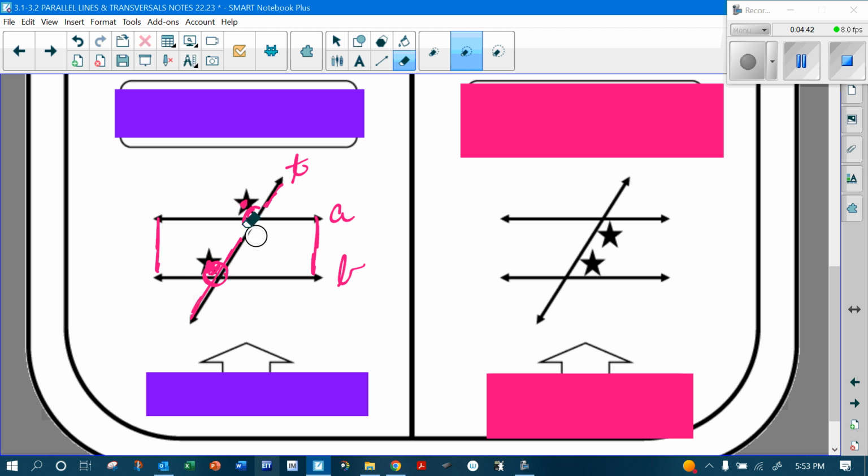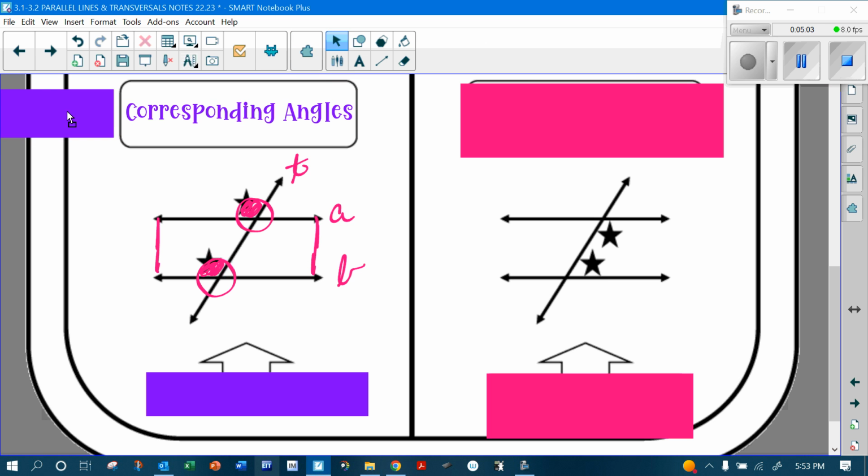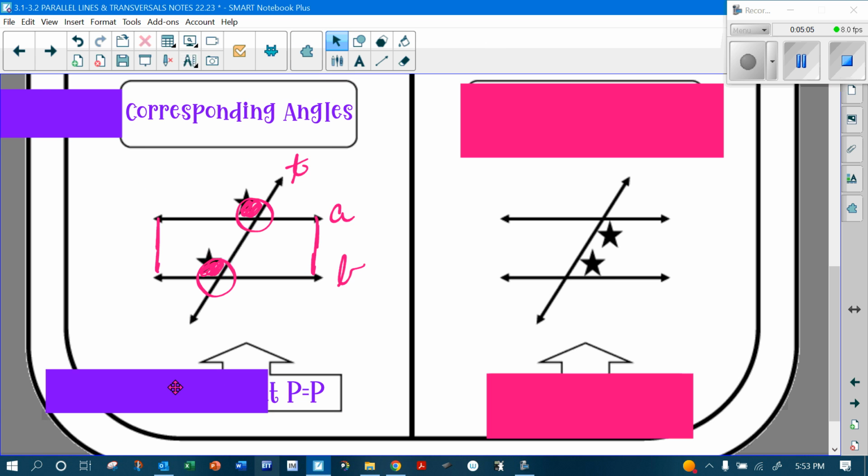So let me make my circles a little bit better so you can get a better idea of what I'm talking about. If you were to draw a circle, a significant one that you can make sense of, notice how this is in the upper left corner of the circle and this is in the upper left corner of the circle. Anytime they're in the same part of the circle, those are called corresponding angles, and they too are congruent.